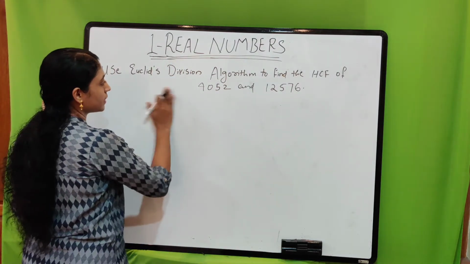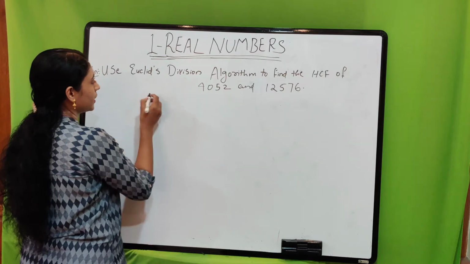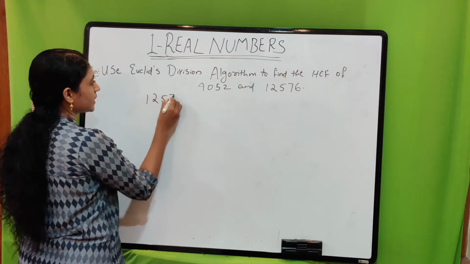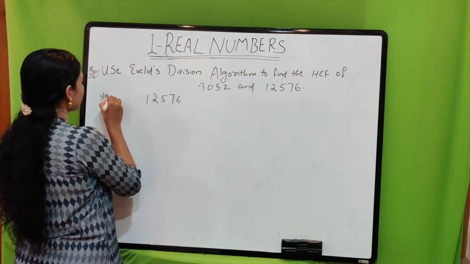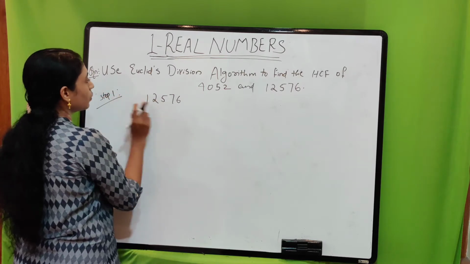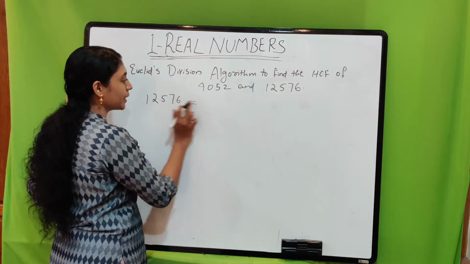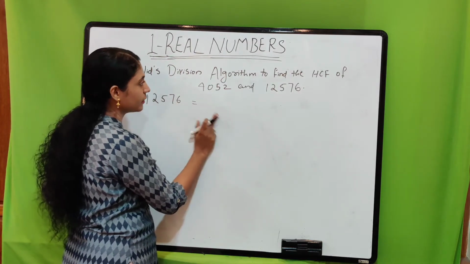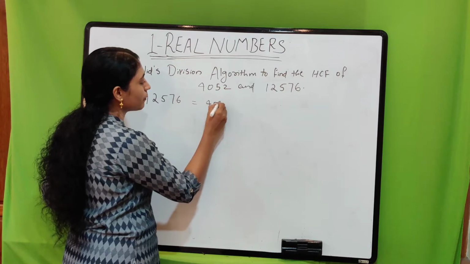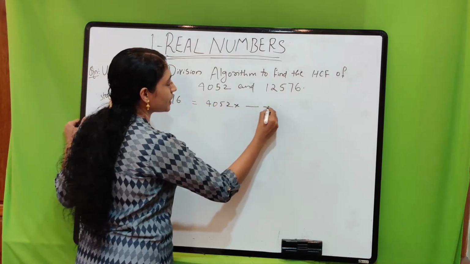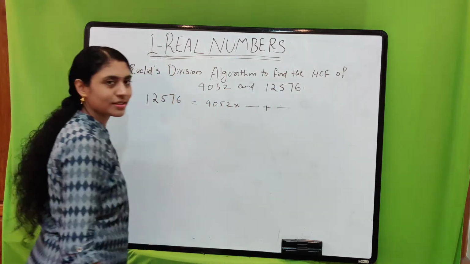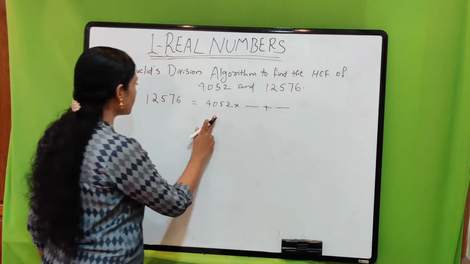So how we can write? First we have to take the largest number, right? So 12576, step 1. What is step number 1? Apply Euclid's division lemma to these two numbers. This dividend should be greater than the divisor, right? So 4052 into dash plus dash. What is quotient and what is remainder? We have to find it out.